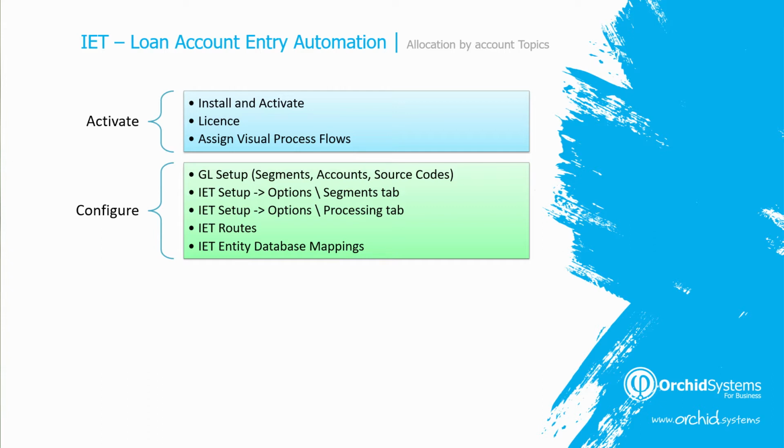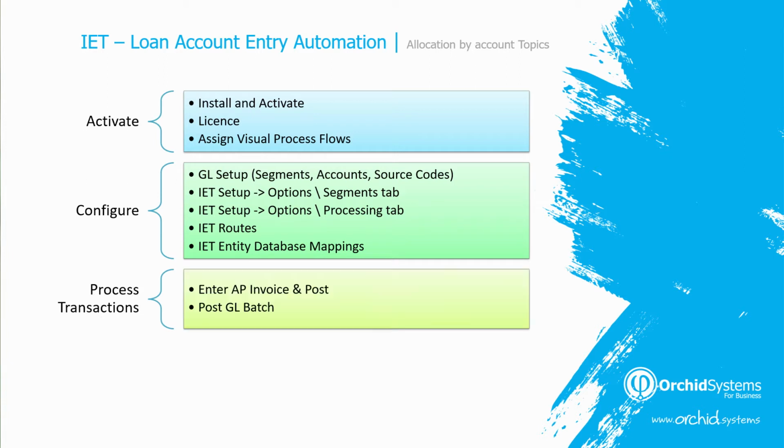Then we need to create our IET routes between the different entity pairs, and also define the entity database mappings, so which entities relate to which target databases. And then we're going to go ahead and process the transaction. We'll enter an AP invoice and post an AP, and then post in GL to see the resulting transactions.